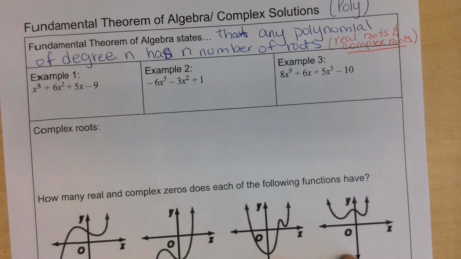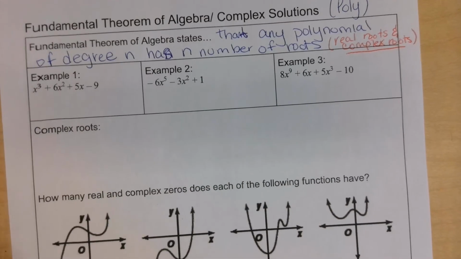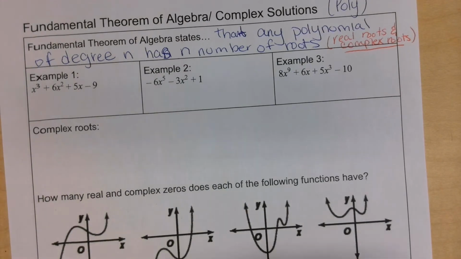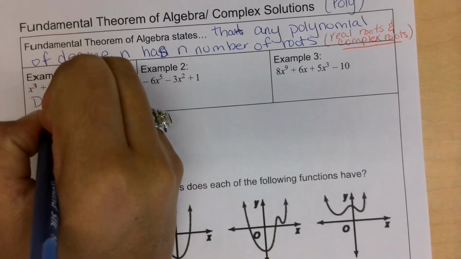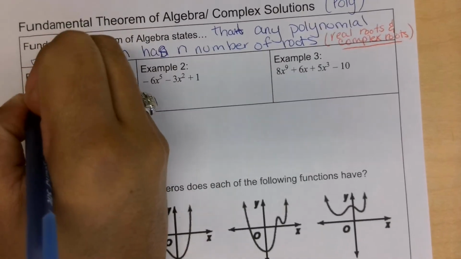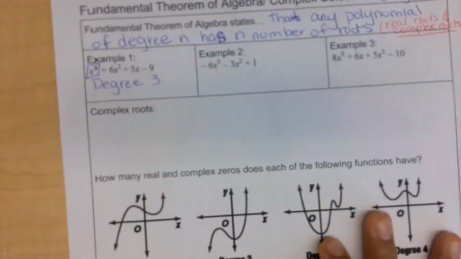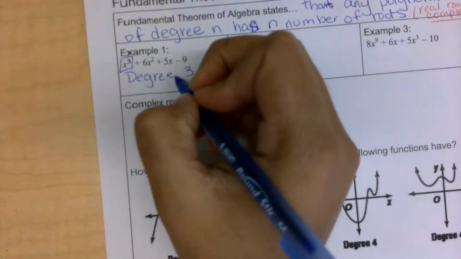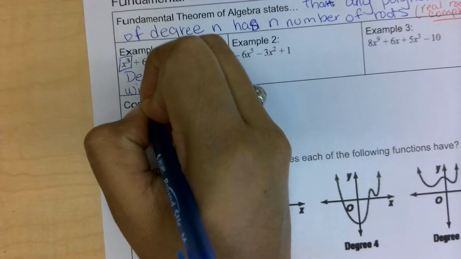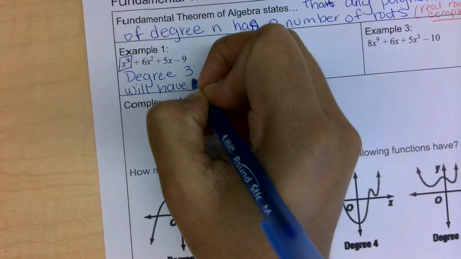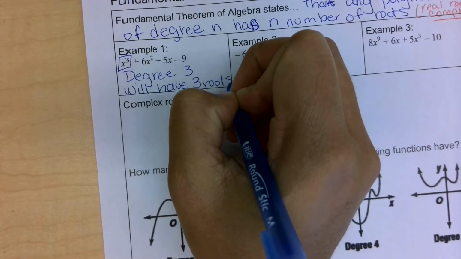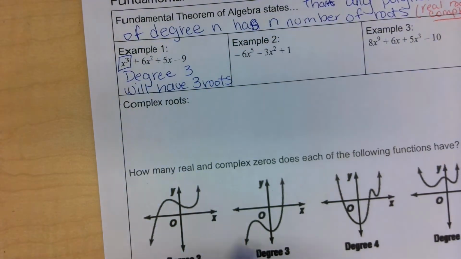So let's look at example number 1. In example number 1, we need to determine the degree. The degree of this function is the highest exponent. So the degree is x to the third. So the degree is 3. So how many roots is it going to have? This function will have 3 roots.